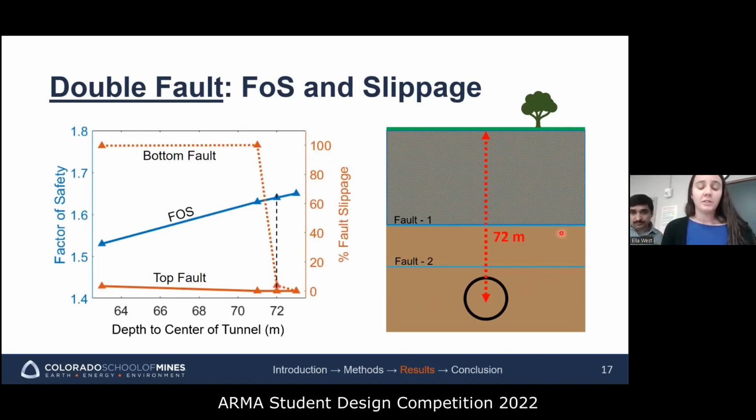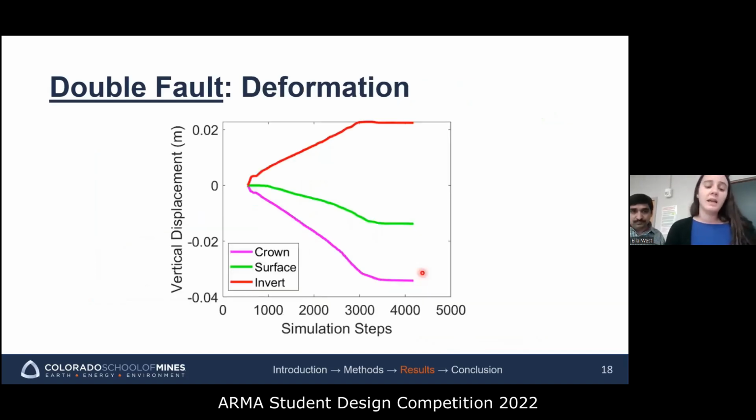Therefore, for our final design for the double fault scenario, we place the tunnel at 72 meters depth, which places it below both the top and the bottom faults. And again, we looked at deformation at those 3 locations in the final model to ensure that they were sufficiently small. The largest displacement is a little less than 4 centimeters for the double fault case, which is negligible and can be easily mitigated.